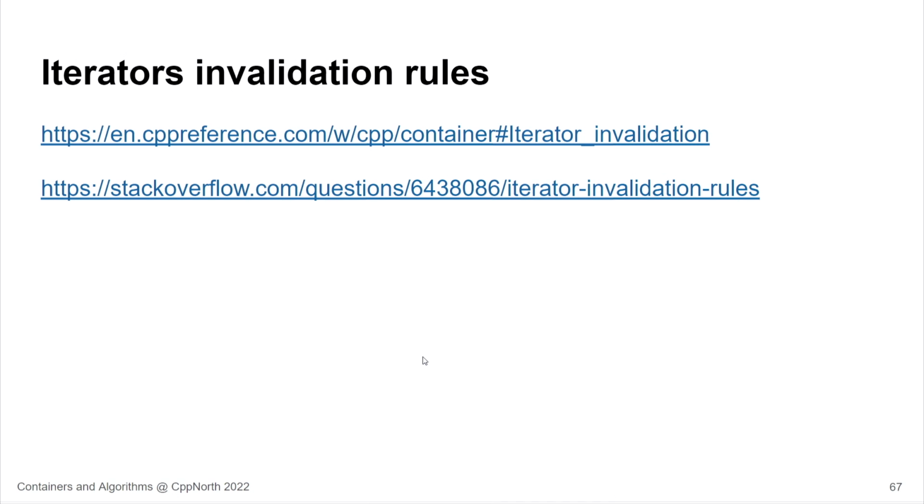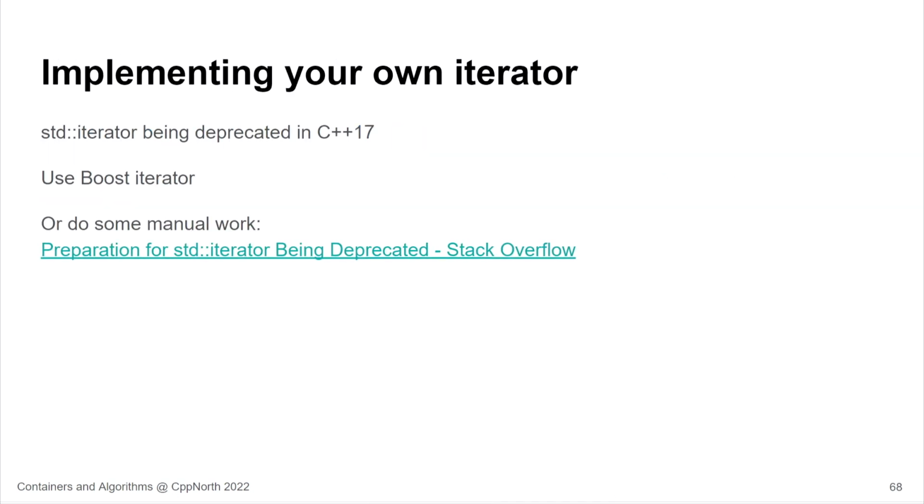If you're going to implement your own iterator in C++17, they deprecated the std::iterator base class. The std::iterator base class gave us some ability to a bit more easily implement an iterator. What is the reason that you think that they decided to deprecate std::iterator?